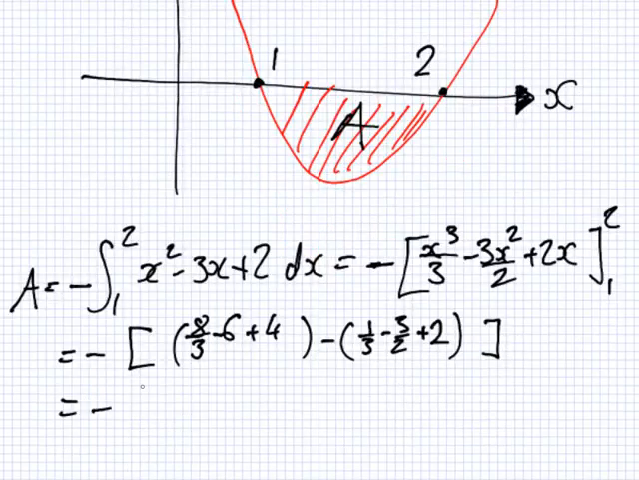Okay, let's clean this up. 8 over 3 minus 1 over 3 is 7 over 3. Minus 6 plus 4 is minus 2. Minus 2 minus 2 is minus 4.